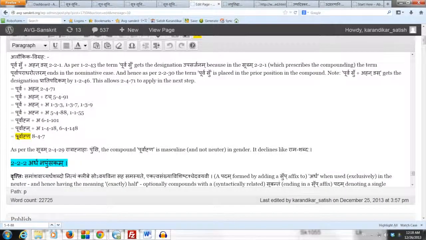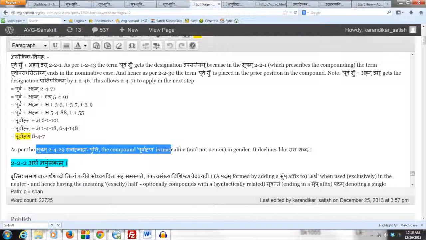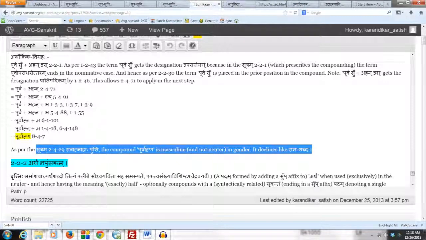Okay, so this is how we get the compound pratipadikam purvahna. Now as per the Sutram ratra ahnaha pumsi 2.4.29, which we have studied, the compound purvahna is masculine and not neuter in gender. It declines like Rama shabdaha.